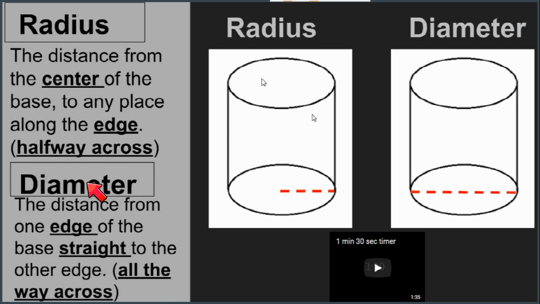Let's talk about diameter. Again, you guys help me out. It says the distance from one edge of the base to the other edge, and it is twice the radius. So it's all the way across, but it does have to go through that center point, just like the radius. So radius is halfway, diameter all the way across.